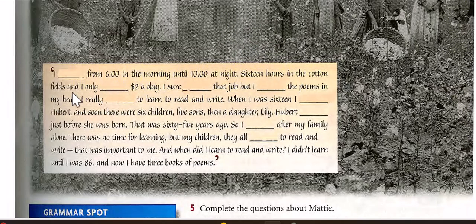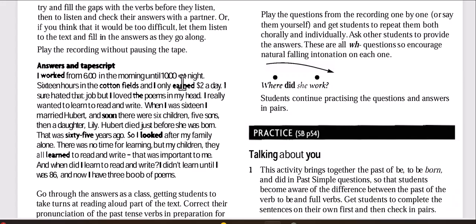16 hours in the cotton fields, I only earned $2 a day. You can see here, earned $2 a day. I sure hated the job, but I loved the poems in my head. I really wanted to learn to read and write. When I was 16, I married Hubert, and soon there were 6 children, 5 sons, then a daughter, Lily. Hubert died just before she was born. That was 65 years ago. So I looked after my family alone.